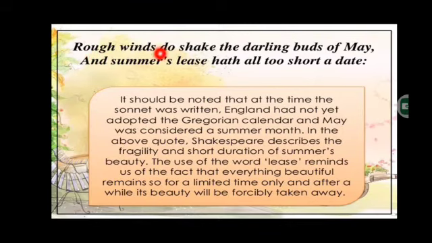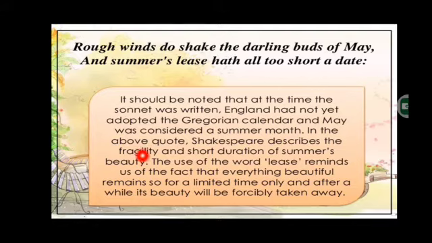Rough winds do shake the darling buds of May. So when there are rough winds in the summer, they will disrupt the darling buds of May. And summer leaves hath all too short a date. And again, summer is for a short time. There's decline to summer's beauty. So it should be noted that at the time the sonnet was written, England had not yet adopted the Gregorian calendar, and May was considered a summer month.